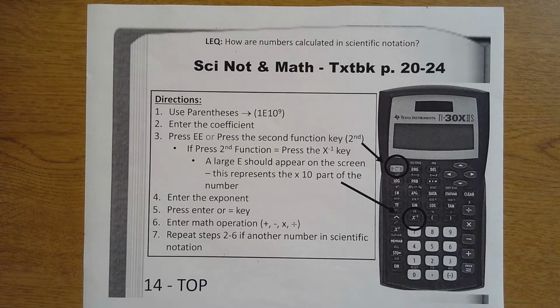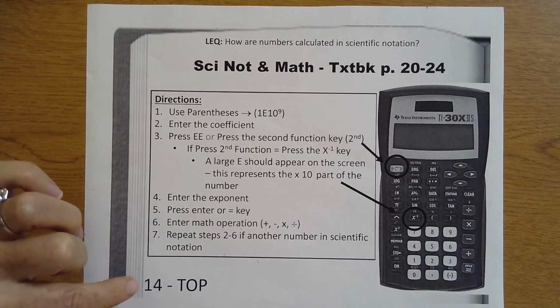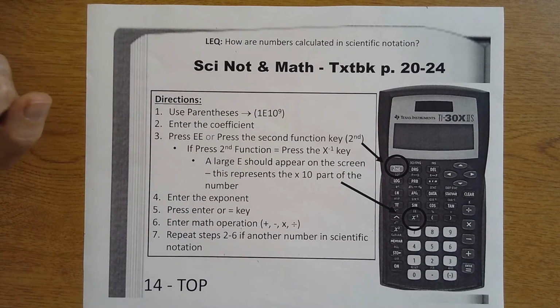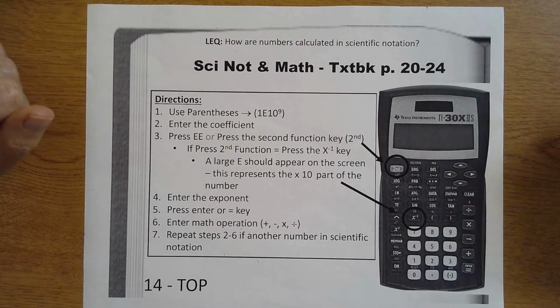In this video, I'm going to walk you through how to use your calculator to calculate numbers in scientific notation. These directions should be written on the top of your notebook on page 14, and you should have the title here, Scientific Notation and Math. You can also find more help on textbook pages 20 to 24.